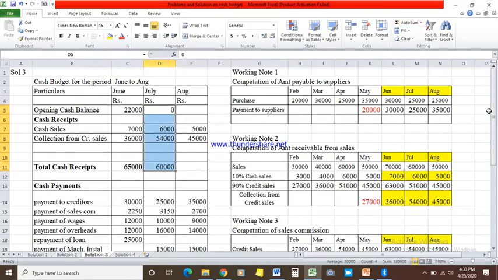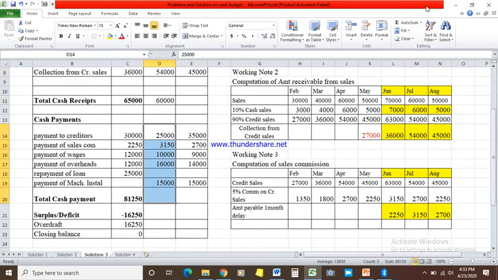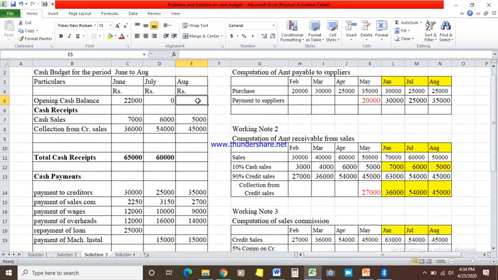So again we take a balance, 60,000 total. On the payment side, total payment comes to 69,150. Again, if you observe the difference between the receipts and payments, payments are more than the cash receipts. So again we'll have a negative balance here. To cover up the negative balance, again we are going for an overdraft facility to the extent of 9,150. So the closing balance will be again 0. Next month again the opening balance is going to be 0.